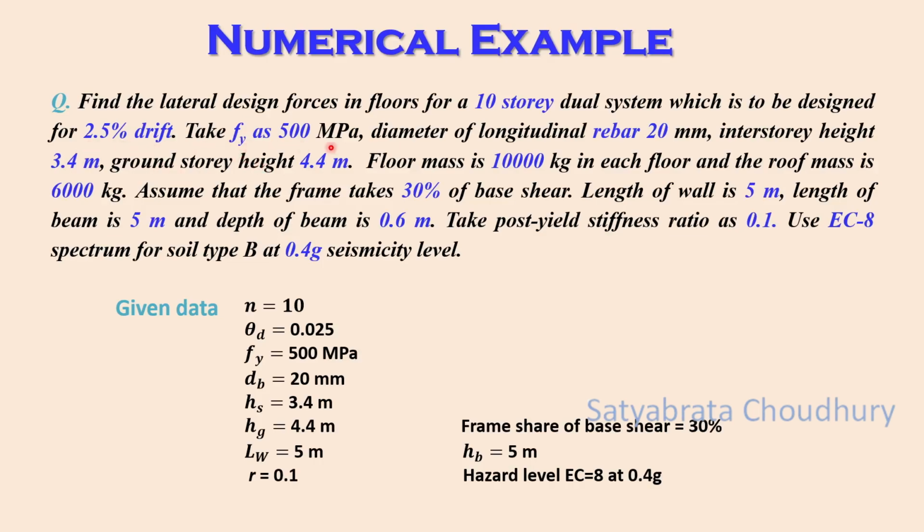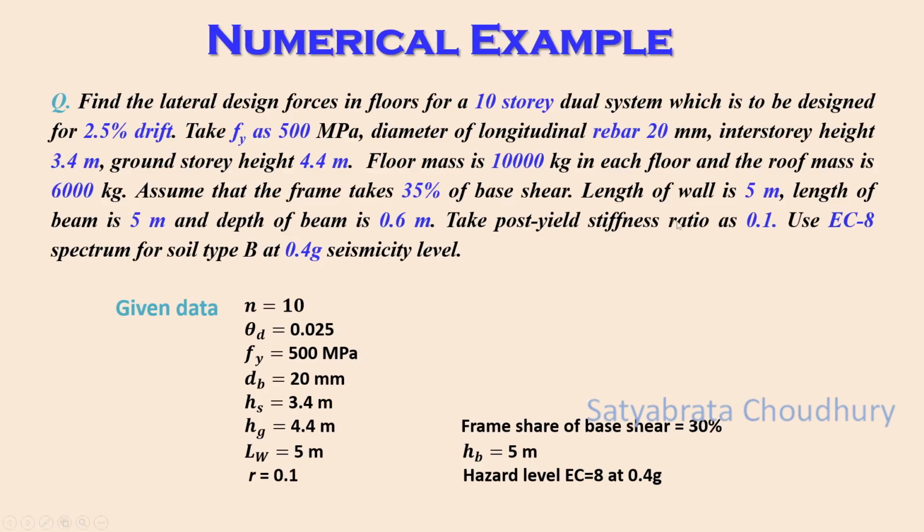The yield strength of the rebar reinforcement is 500 megapascal. Diameter of the longitudinal bar is 20 millimeter. Inter-story height is 3.4 meter. Ground story height is generally more because of the foundation, so it is 4.4 meter. Floor mass is 10,000 kg in each floor and the roof mass is slightly less, 6,000 kg. Assume that the frame takes 35% of the base shear. Length of wall is given 5 meter. Length of beam is given 5 meter. Depth of beam is given 0.6 meter. Take post yield stiffness ratio 0.1, that is the ratio of the stiffness after yielding and before yielding.